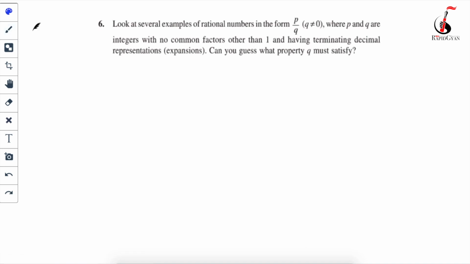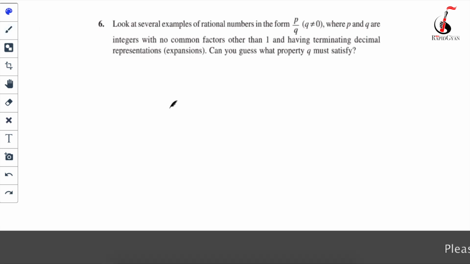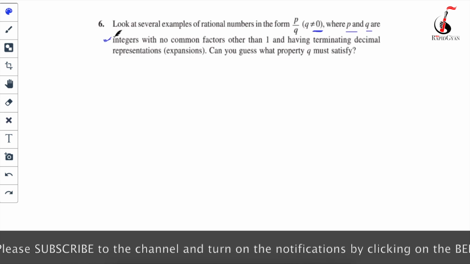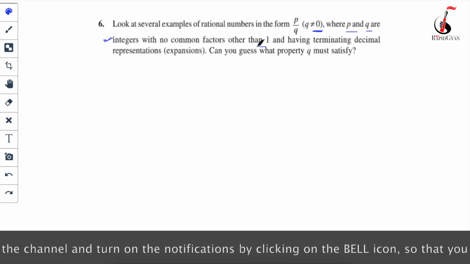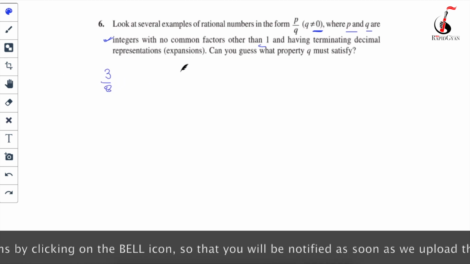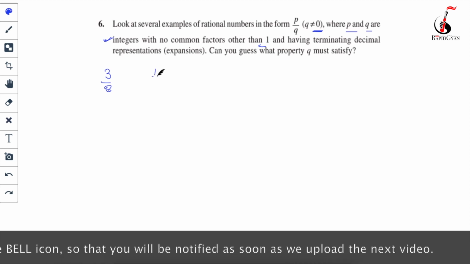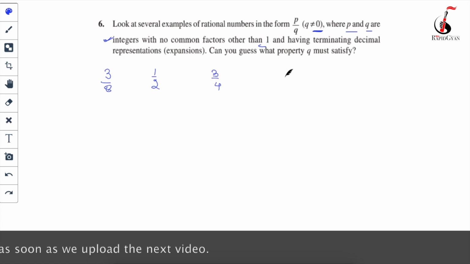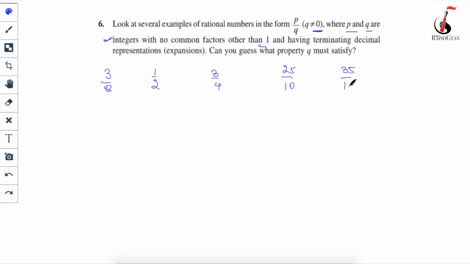So here is your question. Look at the several examples. So let's take a few examples of rational numbers in the form of p by q, where q is not equal to 0 and p and q are integers with no common factor other than 1. Let's take the first example, 3 by 8. Another example we can take is 1 by 2. Then let's take 3 by 4, 25 by 10, and then 35 by 10. So these are the few examples. Let's solve this.